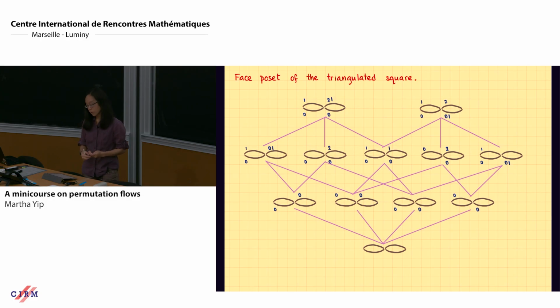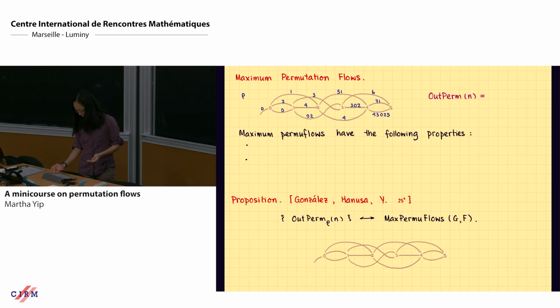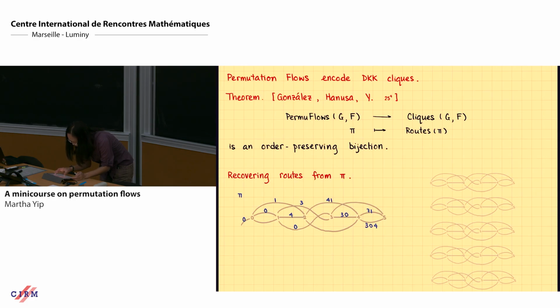For the square, this is the face lattice indexed by permuflows. By the way, the term permuflow was inspired by the permutrees of Vivian and Vincent. Let me just take a look. I'm just going to skip that for now.